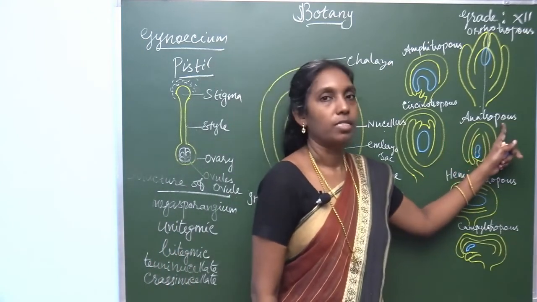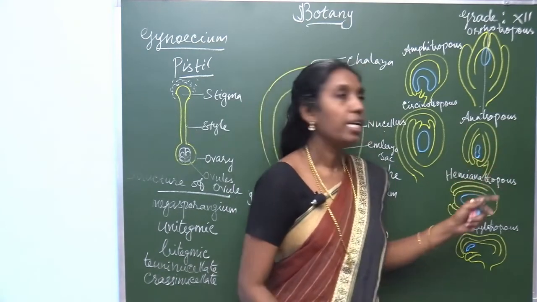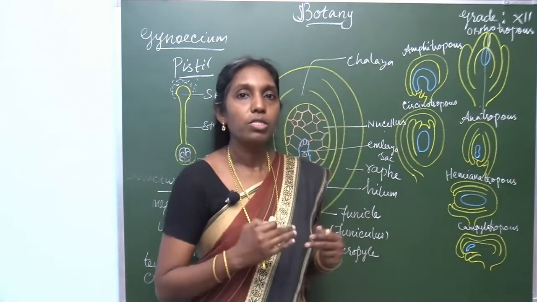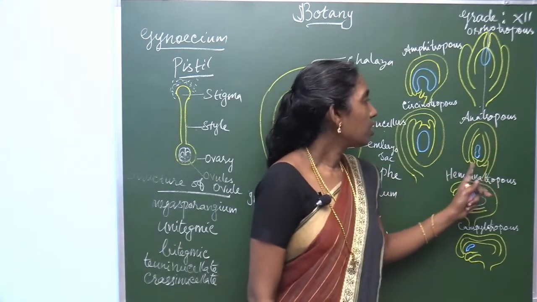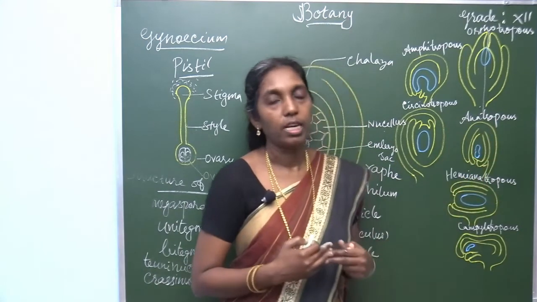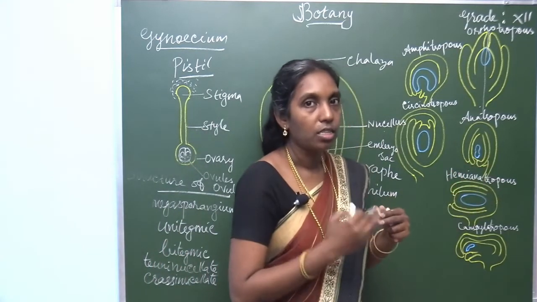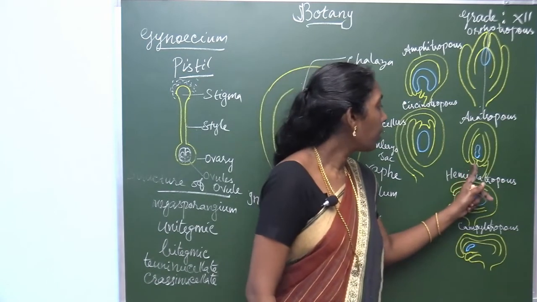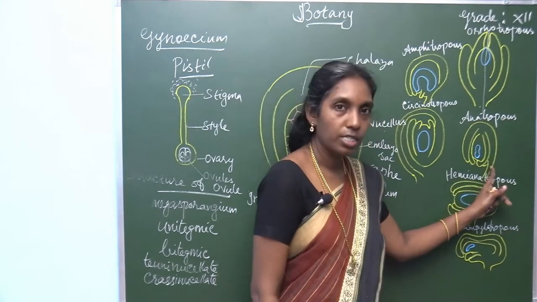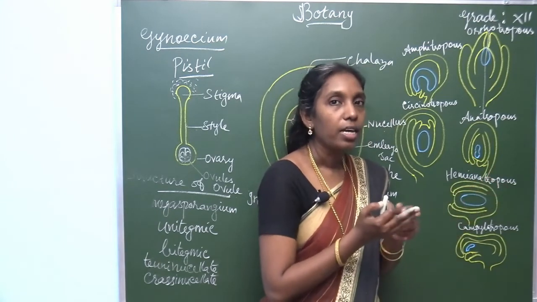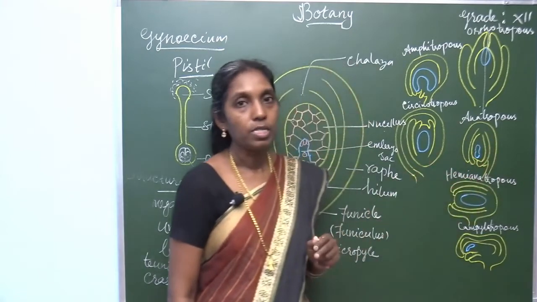Then anatropous. The second type of ovule is called anatropous. This is the completely inverted shape of ovule. Most of the dicots and monocots show this inverted shape of ovule, that is anatropous. Because of this inverted nature, the micropyle and the stalk funicle lie closer to each other. So, this is the inverted ovule, anatropous ovule.